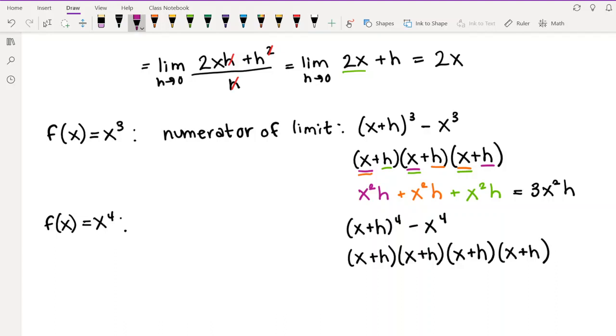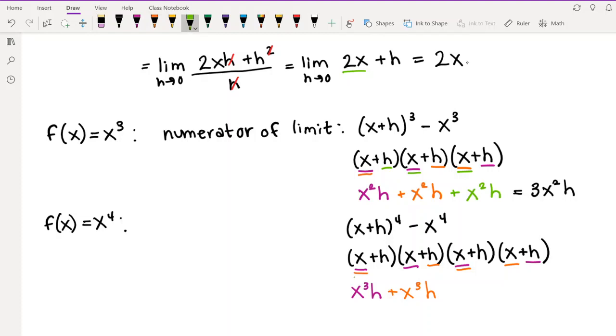Again, if we did that same process, now we're looking for terms that have only one h. That would be x times x times x times h, so that would give us one x cubed h. We could also do x times h times x times x, so it would give us another x cubed times h.